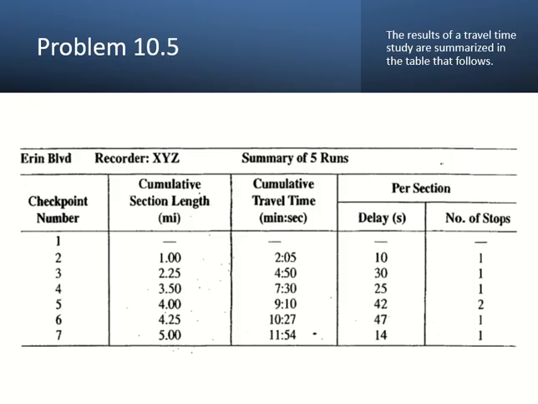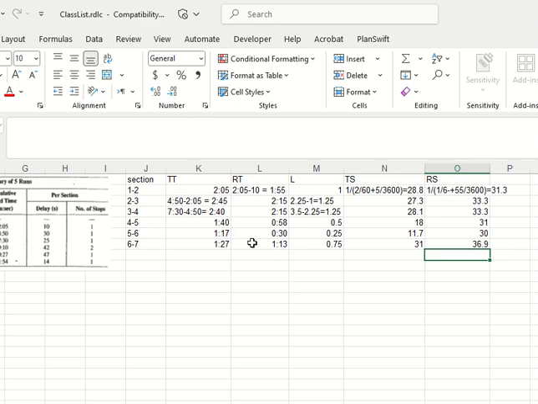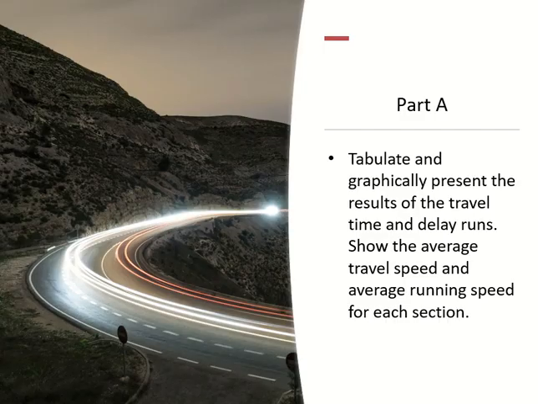So if you go to the Excel sheet I have, you see these sections have the highest length as well, so obviously they are supposed to take more time. But this section, 5 to 6, has a very small length, yet because of the delay it is taking so much time. You can actually cover it in 30 seconds without delay. So the one which has the highest delay is the more problematic one.